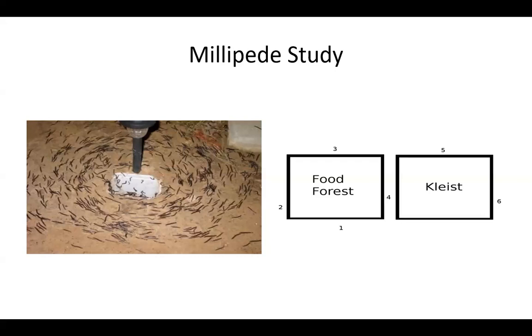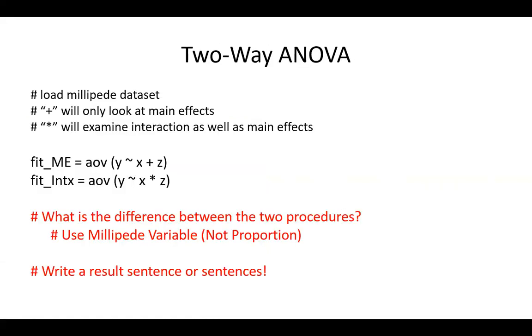Make sense? Cool. So what I want you guys to do is analyze it. Grab the millipede data set, and take a look at the millipede data set before you do anything. Then, if you will, look at these 2 codes. There are 2 separate codes in here. One is when you're only looking for the main effect.